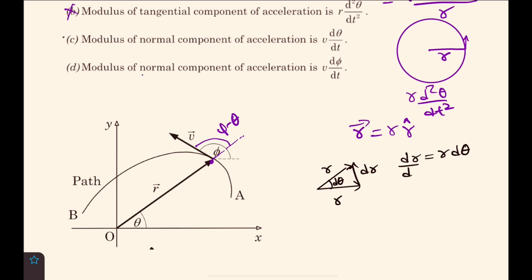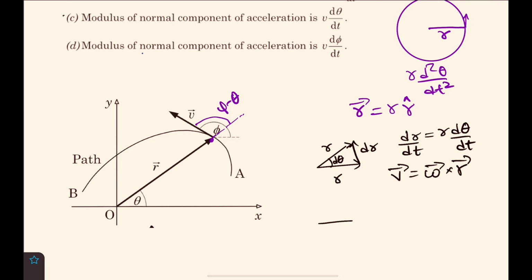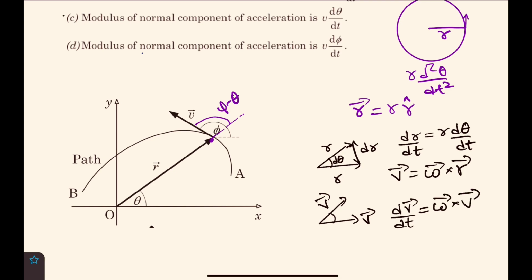So what do you get? You get dr by dt as r into d theta by dt. Now this can also be written as omega vector cross r vector, right? Similarly, if velocity vector rotates, then what will happen? The rate of change of velocity vector dv by dt, suppose it only rotates, it does not translate, then the only thing that you will get is the centripetal or normal acceleration. So it will come out to be omega vector cross v vector.